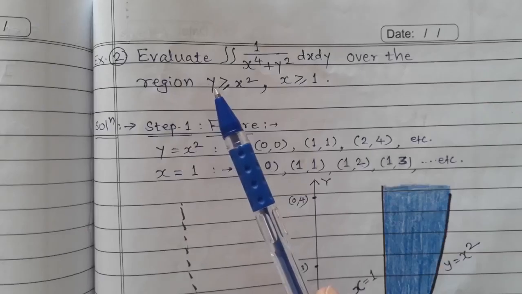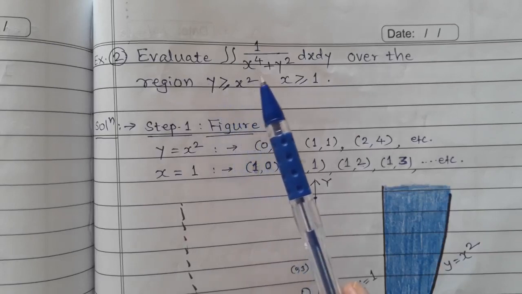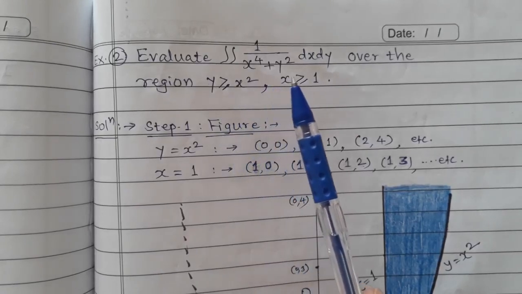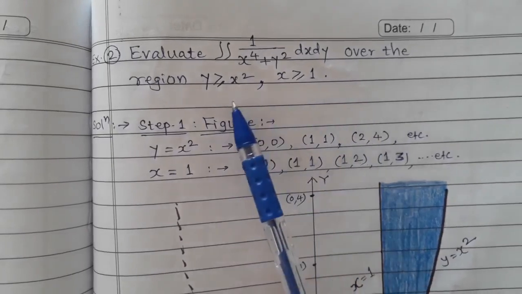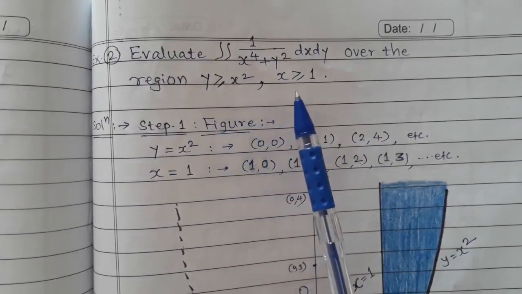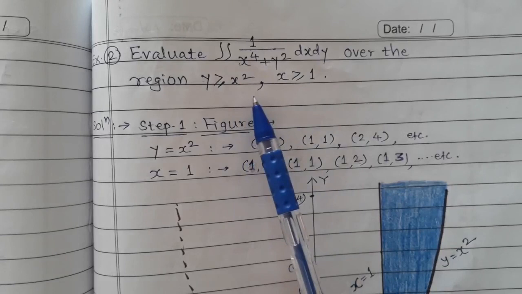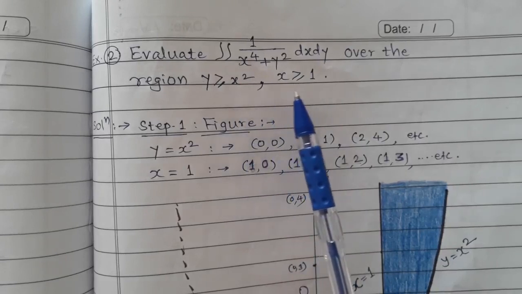Now consider the second example. Evaluate the double integration of 1 upon x raised to 4 plus y square, dx dy, over the region y greater than or equal to x square, x greater than or equal to 1. So y equal to x square is a boundary for it, and x equal to 1 is a boundary.